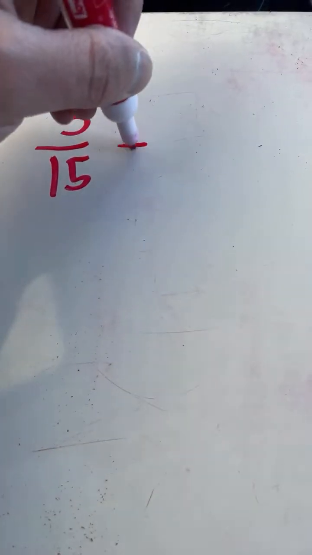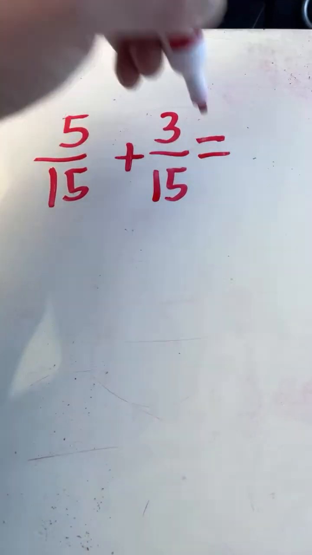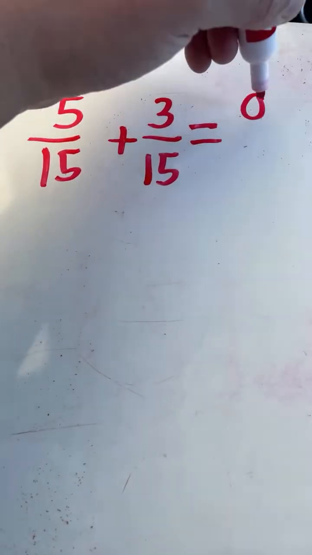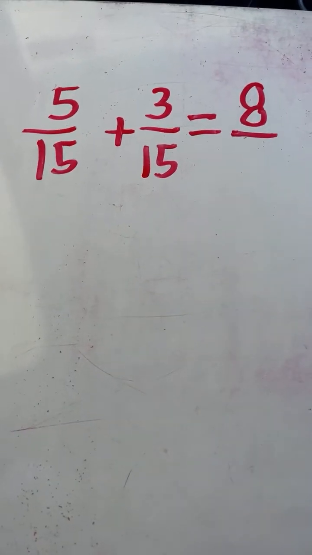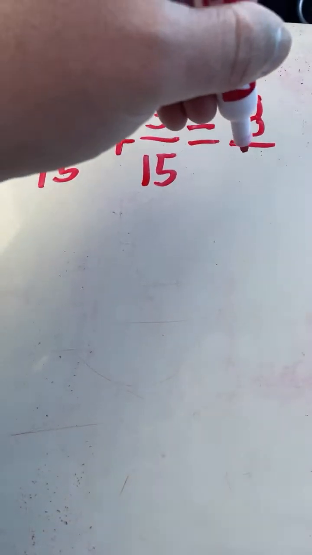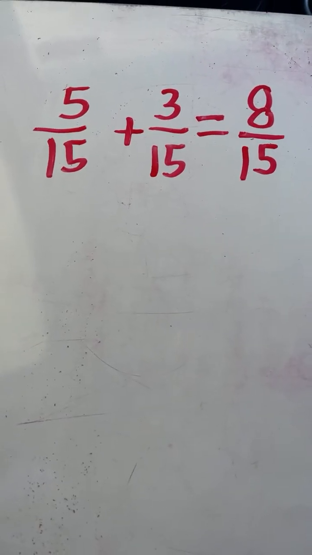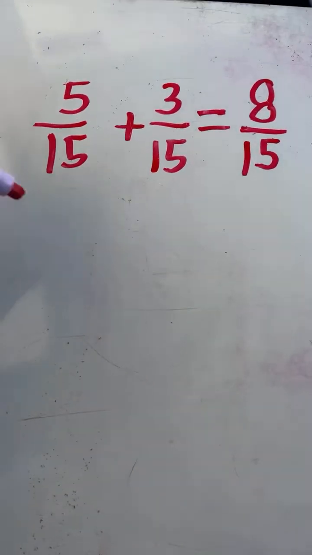All right, next set of examples. 5/15 plus 3/15. So step one, we add our numerators. 5 plus 3 equals 8. Our denominator stays the same because our denominator is the same in both the fractions we're adding. So we have our final answer. 5/15 plus 3/15 equals 8/15. Next example.